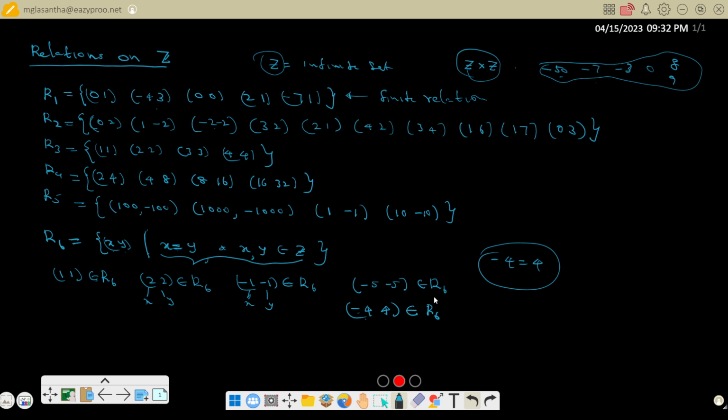What is the meaning of R6? R6 means this: (x, y) belongs to this, where x equals y. It should be equal to y. So does this pair belong to R6?